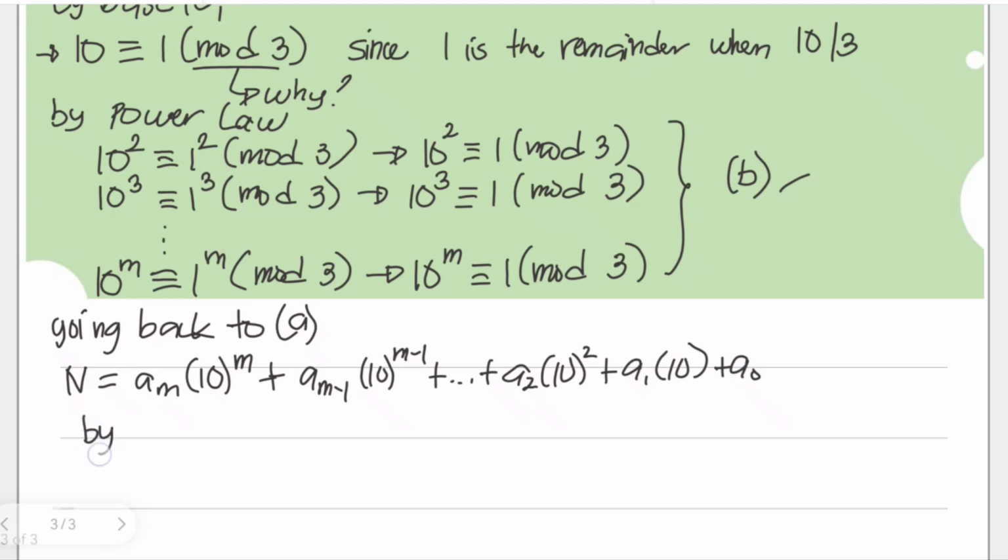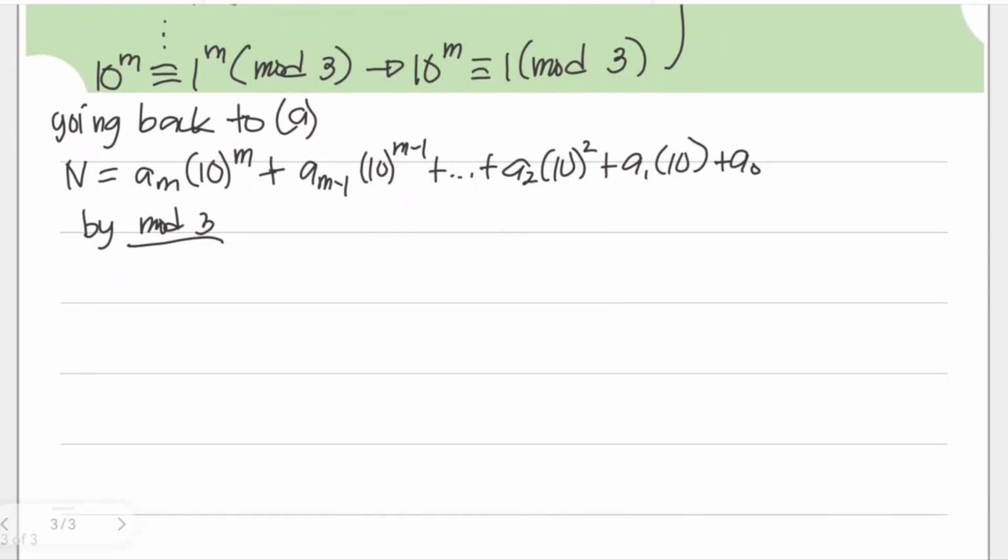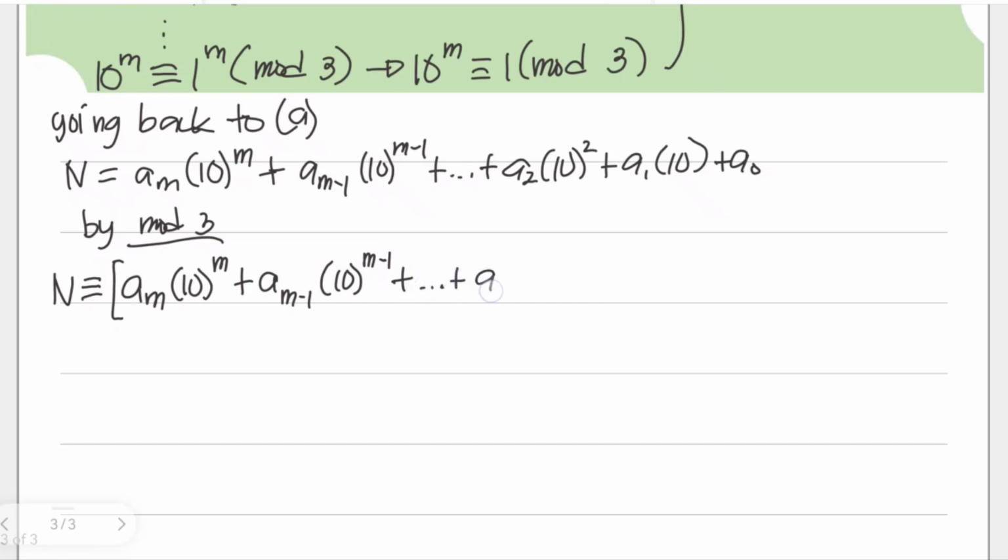If we are going to use modulo 3, because we are testing for the divisibility test for 3, we add modulo 3 to our n. We no longer use equality, but congruence. So we have a sub m times 10 to the power of m plus a sub m minus 1 times 10 to the power of m minus 1 plus dot dot dot plus a sub 2 times 10 squared plus a sub 1 times 10 plus a sub 0, and you have here your modulo 3. Again, it's modulo 3 because we're testing for the divisibility test of 3.